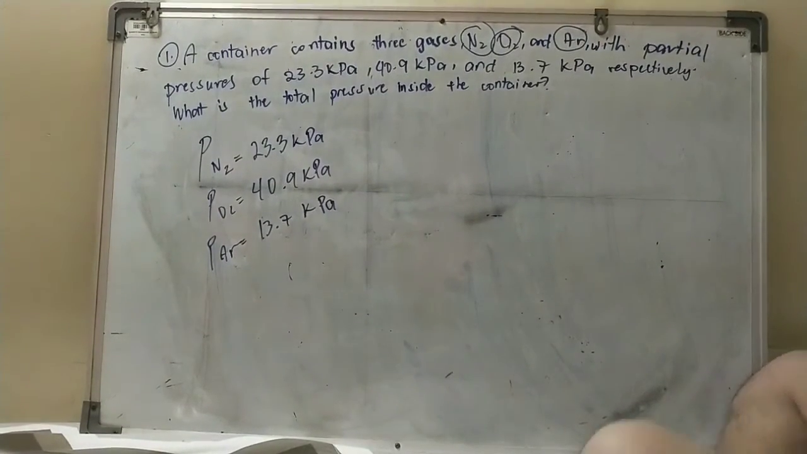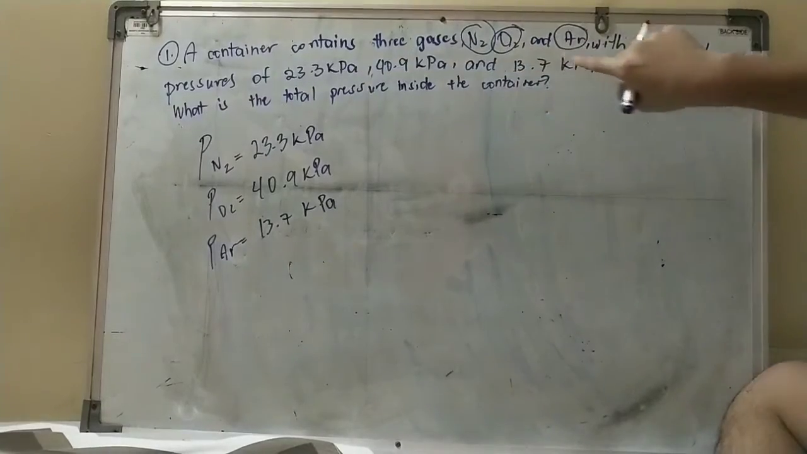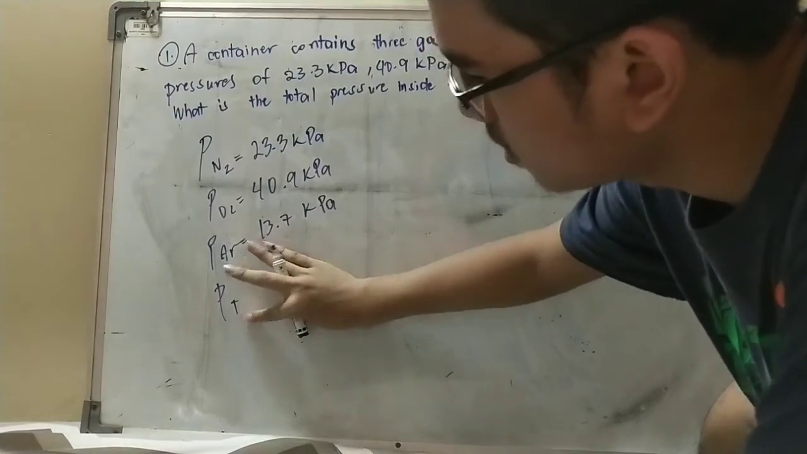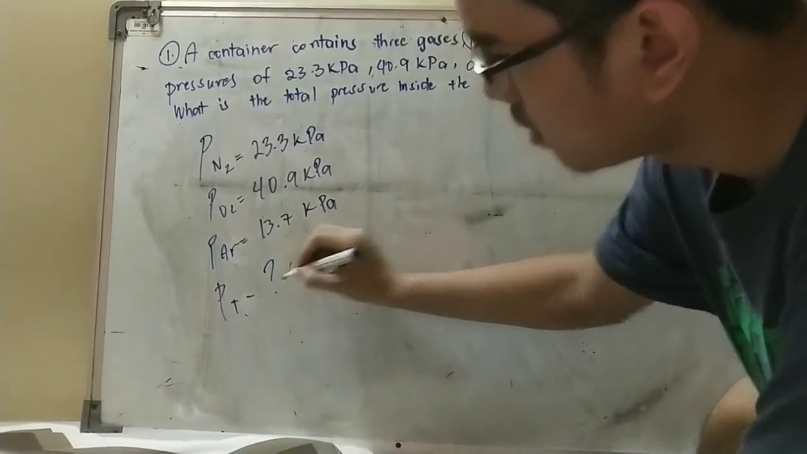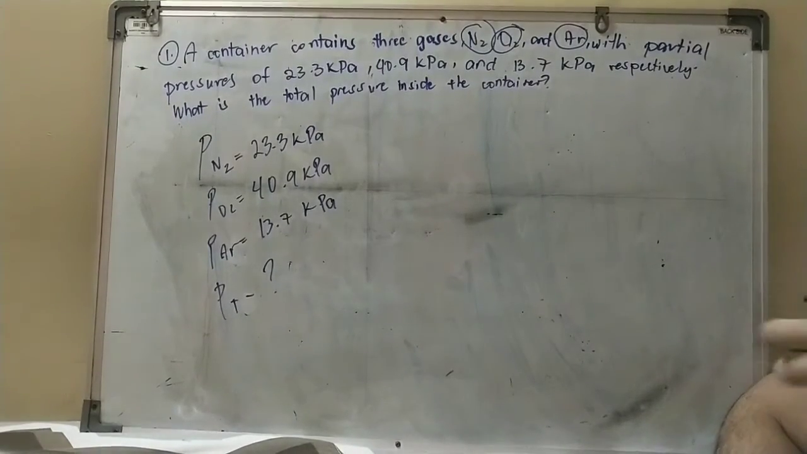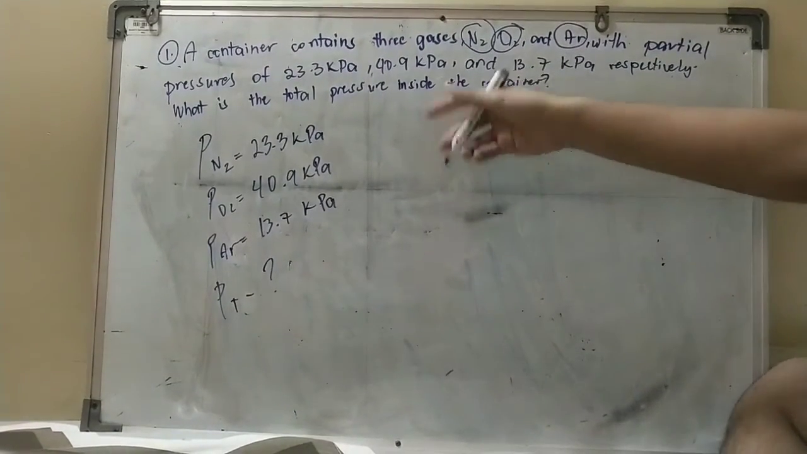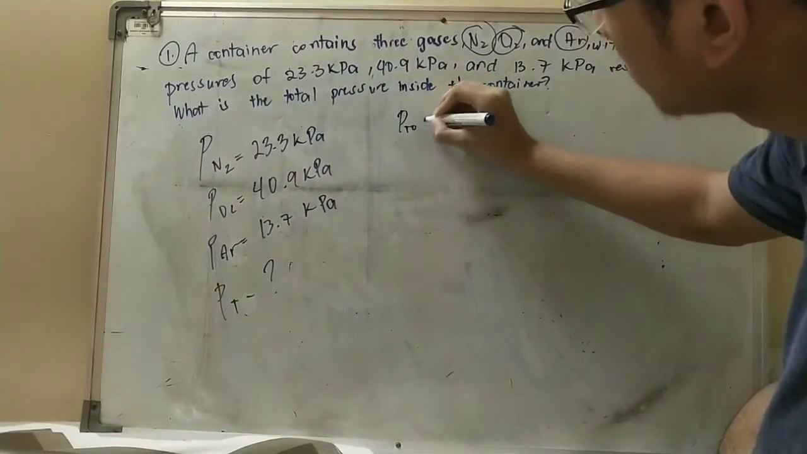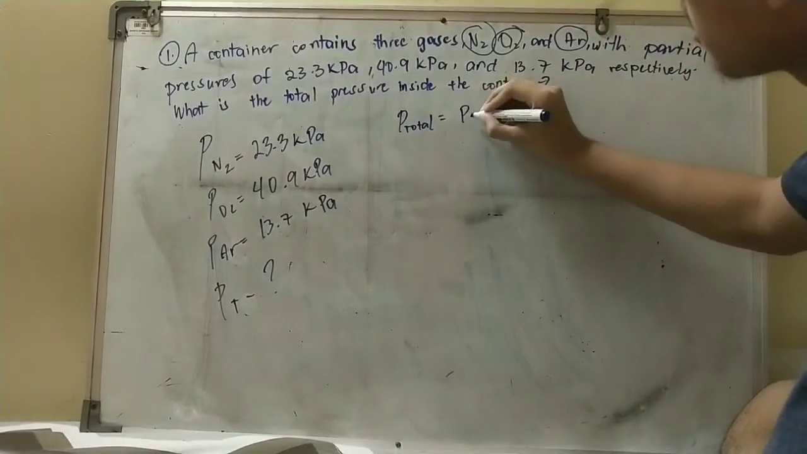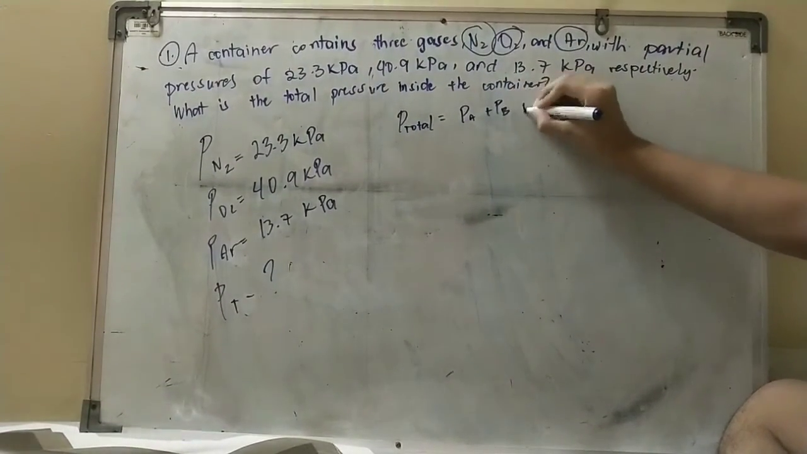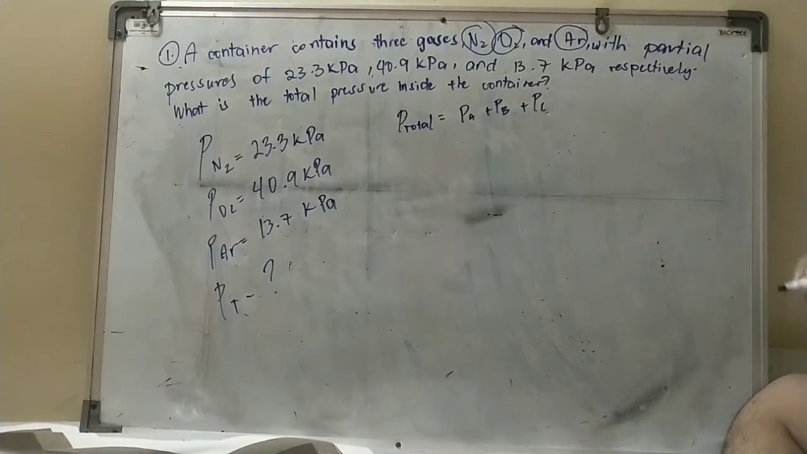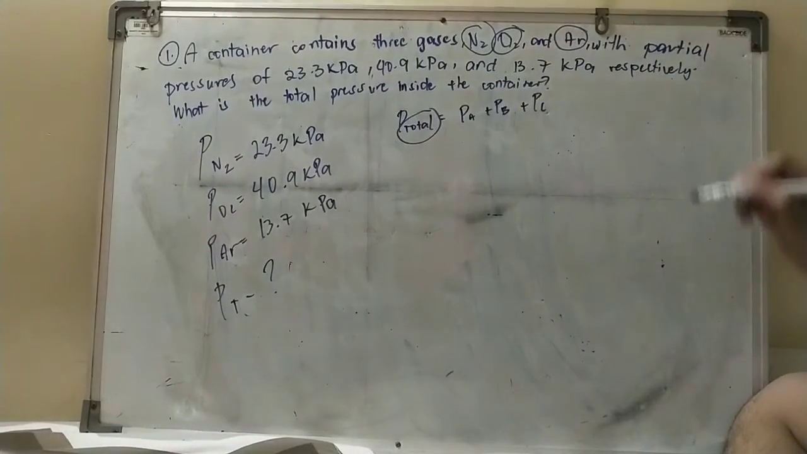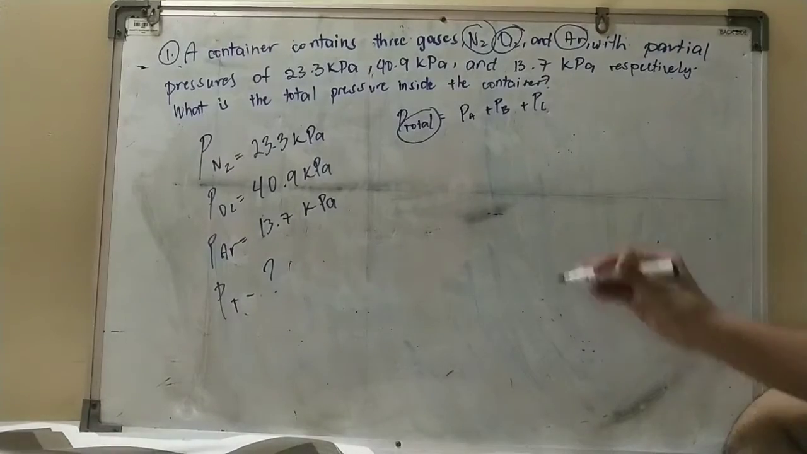Now, we can look at the question, which is what is the total pressure inside the container? As I analyze the problem, I can see that we can use the first formula, which is P total is equal to PA plus PB plus PC. Because the question states that what is the total pressure inside the container, and I can see that it gave all 3 pressures. So we just need to sum it up.